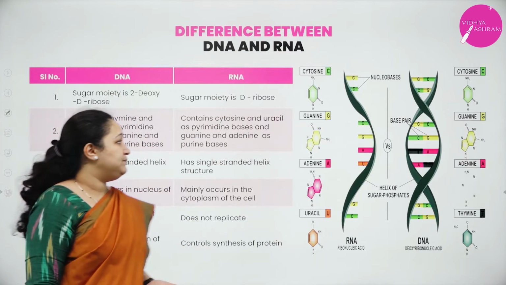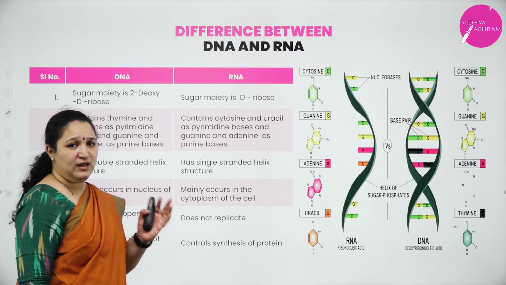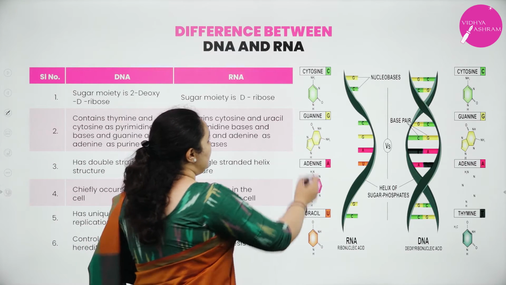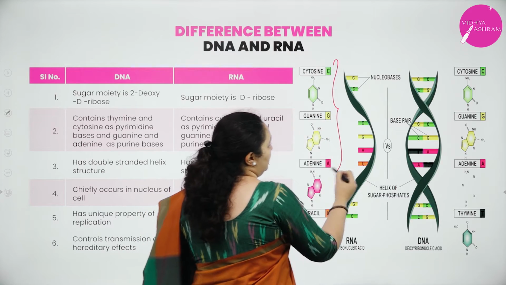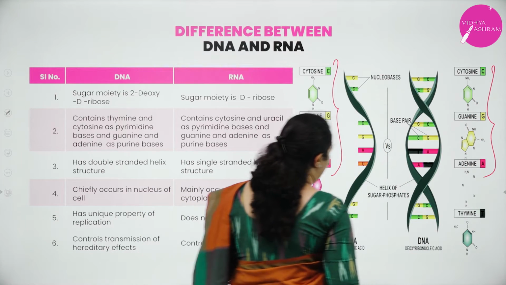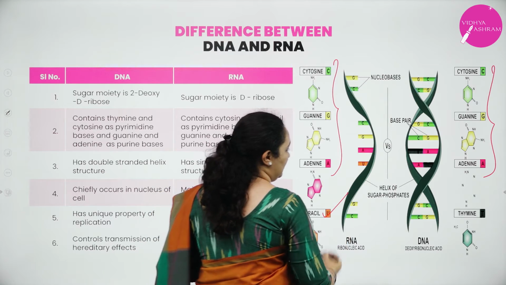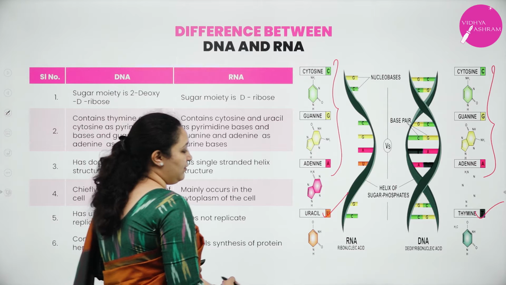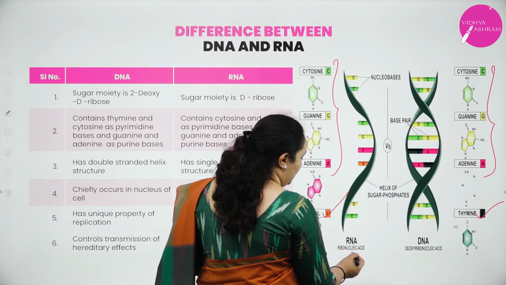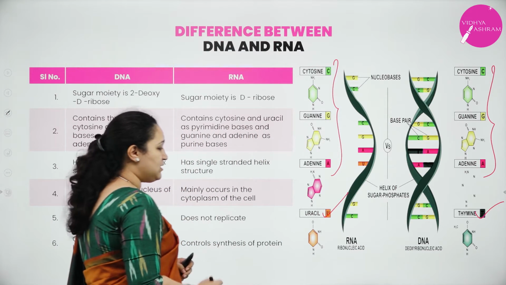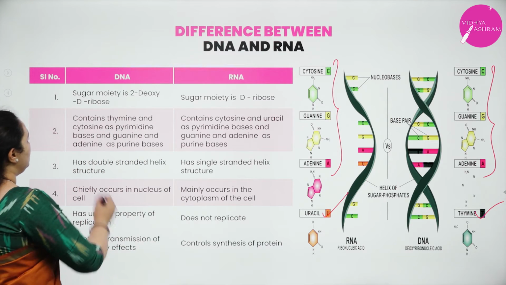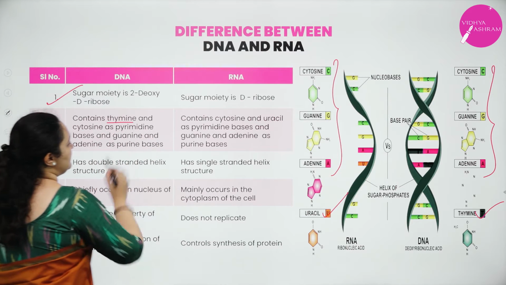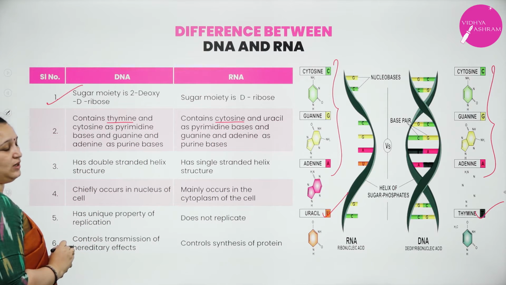Next we will see the difference between DNA and RNA. Once again it will be a repetition for you all. You can see A, G, C are common in both, whereas in RNA we have uracil and in DNA we have thymine. Then the sugar: we have ribose sugar in RNA and deoxyribose sugar in DNA. Then one contains thymine, the other contains cytosine, rest all are the same.